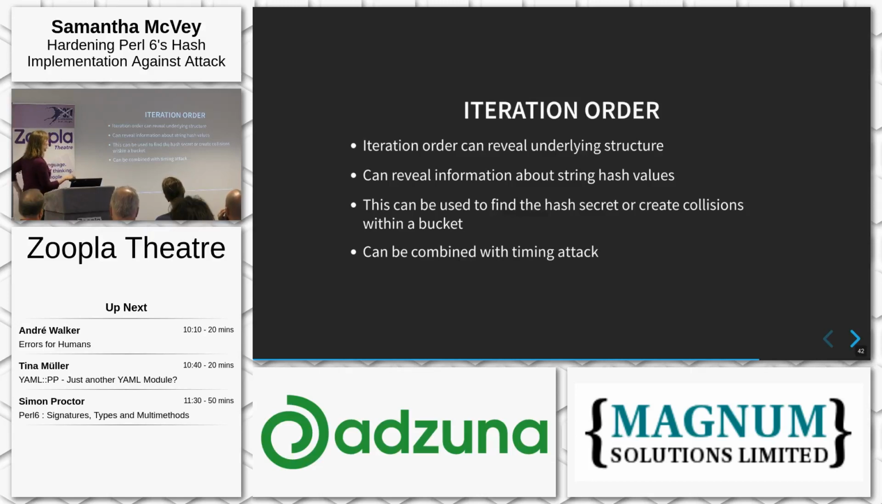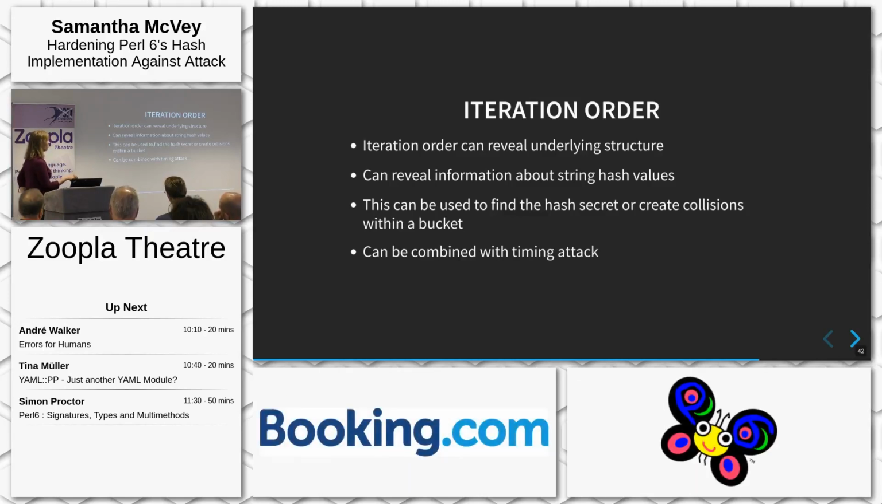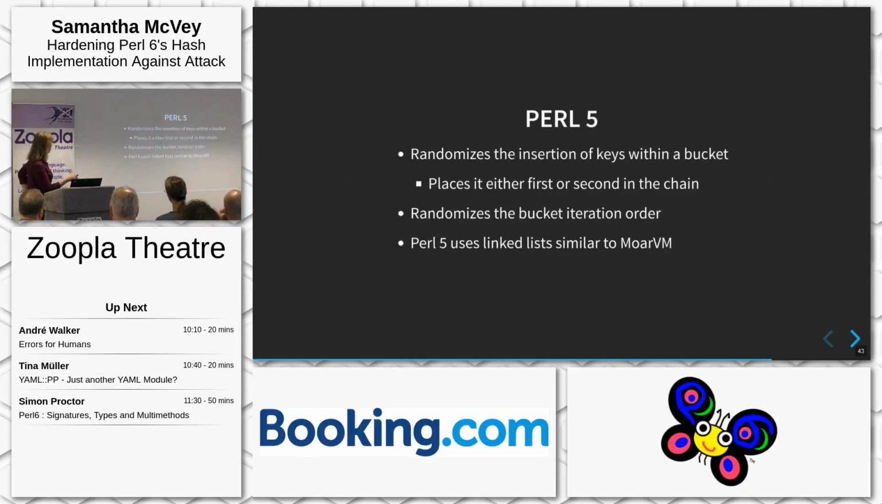This can potentially be used to attempt to find the hash secret or create collisions within a bucket, because then you know which keys are next to each other. When you iterate, you can add a key, and the attacker requests the information. Okay, these two are next to each other, so they're probably in the same bucket. They add more, and they find out more information about how it's laid out in memory.